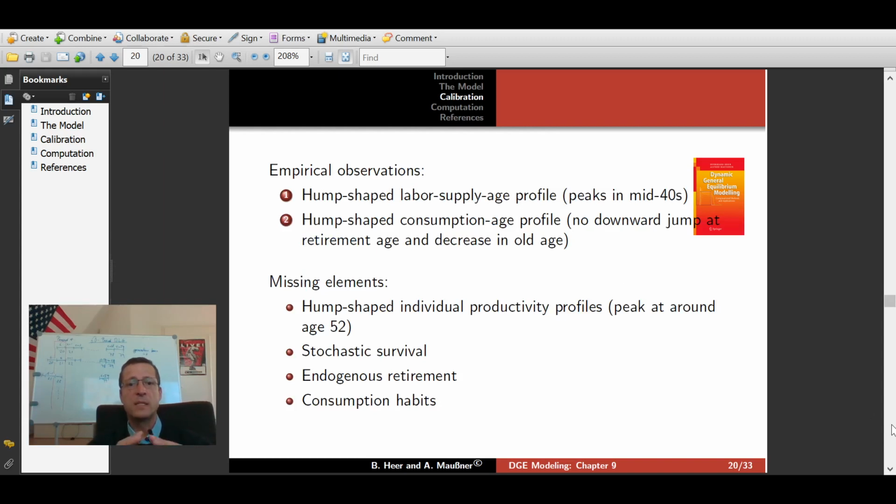So let me summarize how we get our Auerbach-Kotlikoff model in better accordance with our empirical observations: the hump-shaped labor supply age profile and the hump-shaped consumption age profile without a downward jump at retirement age, and a decrease of consumption in old age. We could introduce hump-shaped individual productivity profiles, which peak at age 52 in the United States, stochastic survival, endogenous retirement, or consumption habits. And in my book, Public Economics, the Macroeconomic Perspective, in question problem 6.5, you are asked to introduce some of these elements in the Auerbach-Kotlikoff model and in fact show that they help to overcome the weaknesses, the deficiencies of our Auerbach-Kotlikoff model.